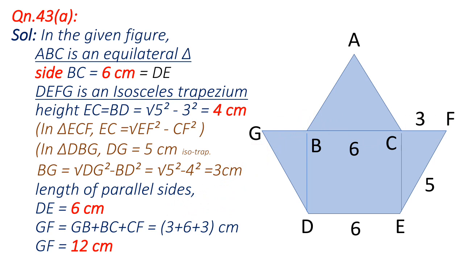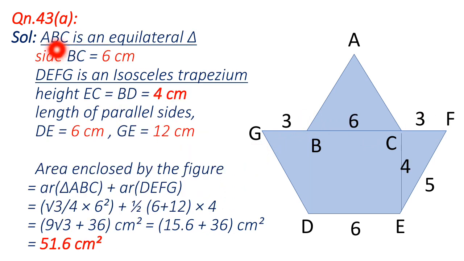Now see this page, here we are in the same question again. So we are calculating the area actually here. For this equilateral triangle, 6 centimeter is the side, and for this isosceles trapezium, we have the height 4 centimeter, and the lengths of the parallel sides: one is 6 centimeter and another is 12 centimeter.